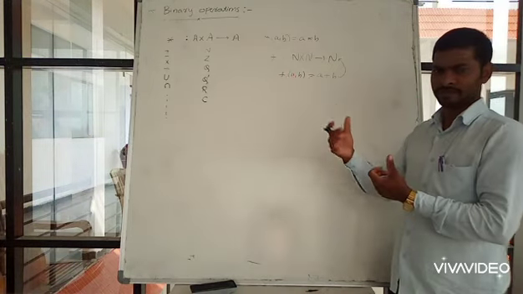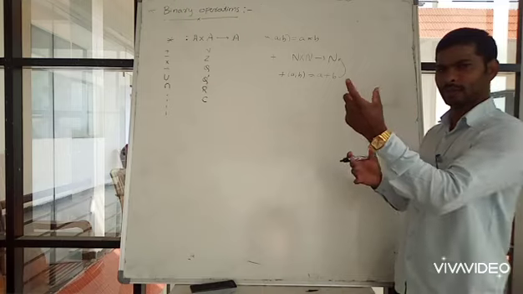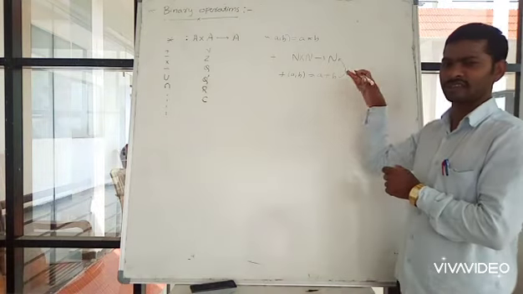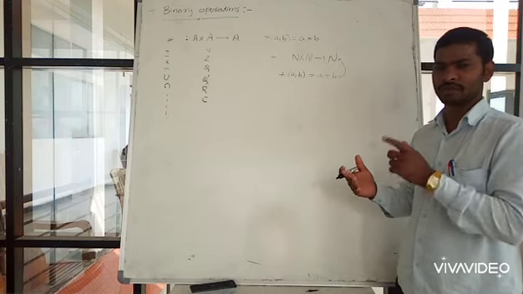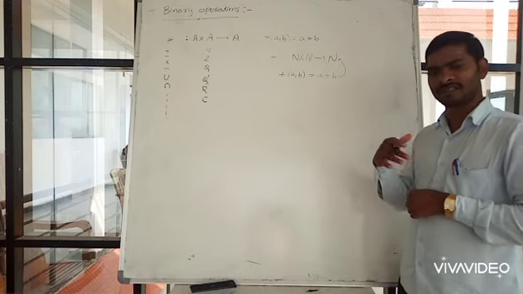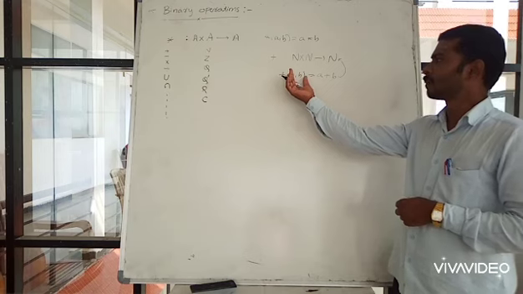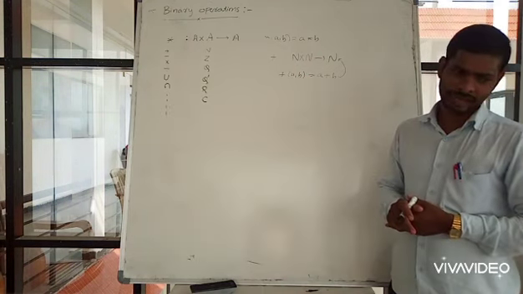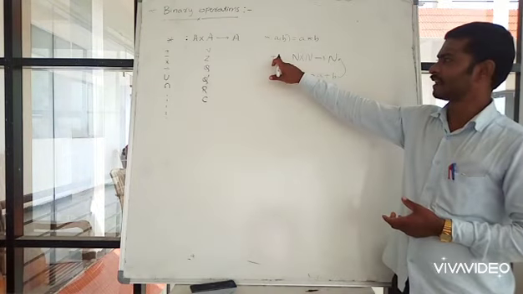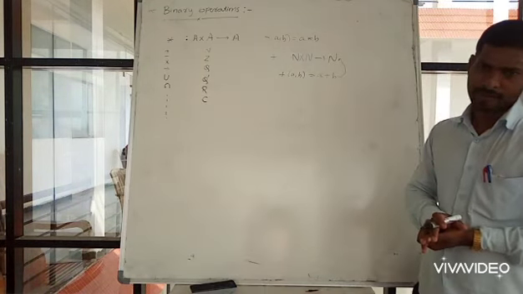If you add any pair of natural numbers, the result is again a natural number. That is, 1 plus 2 is 3, and 3 is a natural number. 2 plus 3 is 5, and 5 is a natural number, and so on. If you consider any pair, we get the result as again a natural number. So that's why addition is a binary operation.